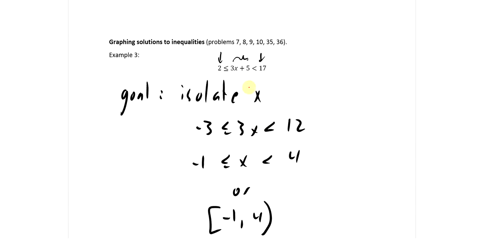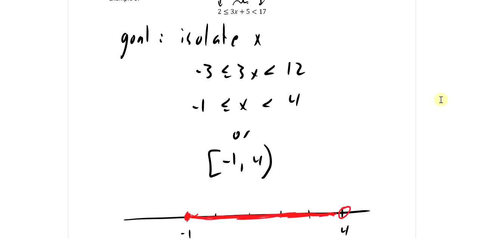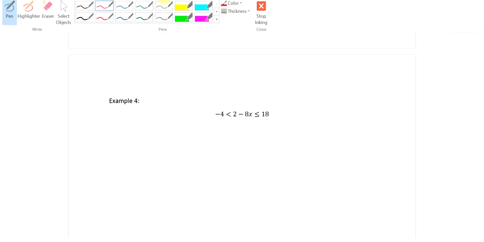So any number between minus 1 and 4 solves this inequality. Right? If you plug in x equals 0, for example, you'd get 2 less than or equal to 5 less than or equal to 17, and that's true. So any number between minus 1 and 4 would work. An open circle corresponds to an open bracket, corresponds to a strictly less than. A closed circle corresponds to a closed bracket, a less than or equals. And so there is a graph of a solution. And here's another example. We'll go back to black.